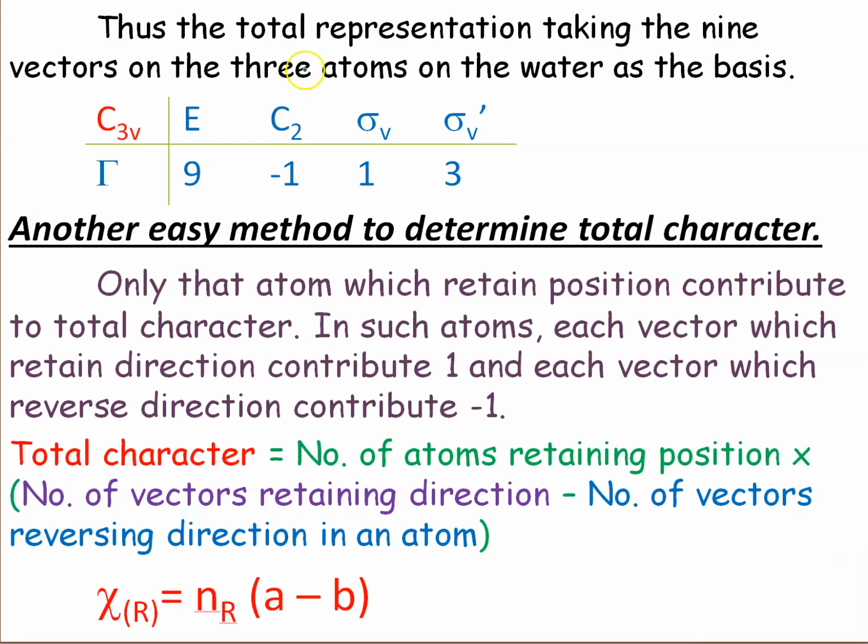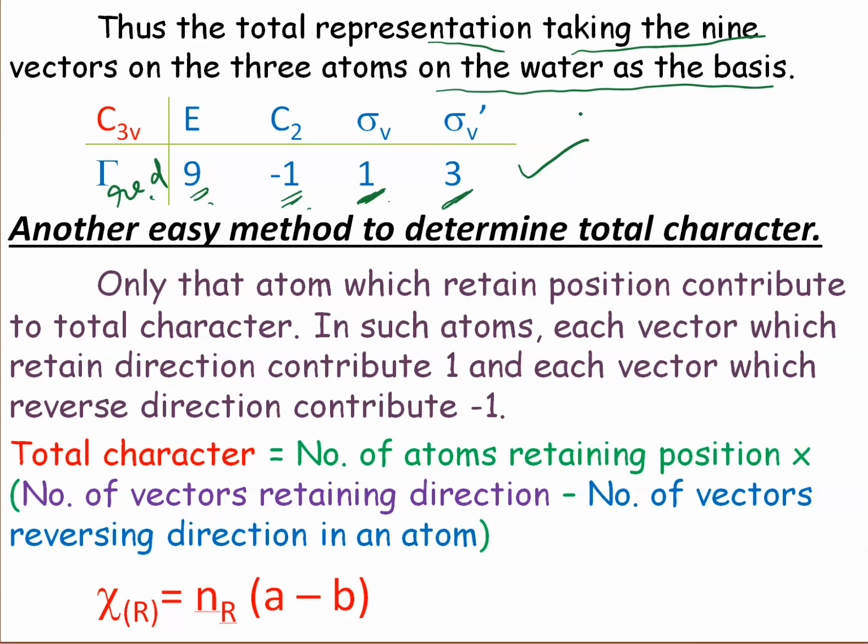Thus the total representation, taking the 9 vectors on the 3 atoms of water as the basis: the character of E is equal to 9, character of C2 we get minus 1, character of sigma v we get 1, character of sigma v dash we get 3. So 9, minus 1, 1, 3. That is the representation. Actually it is a reducible representation, gamma reducible. It's the total representation. It is a reducible representation. Okay. And this is the direct method to obtain the total representation. And there is another easy way.